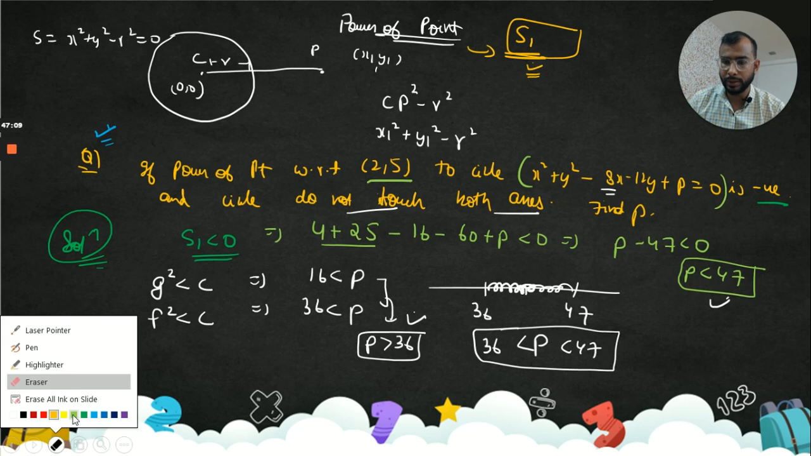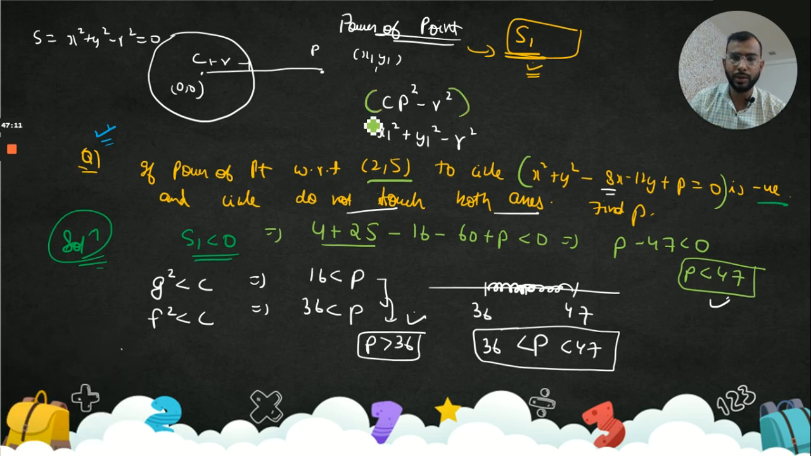Okay, if it's inside, then it's going to be less than 0, and since it does not touch, g square minus c, f square minus c should be less than 0. Okay, g square minus c should be less than 0. So the answer is this. This is our first question.